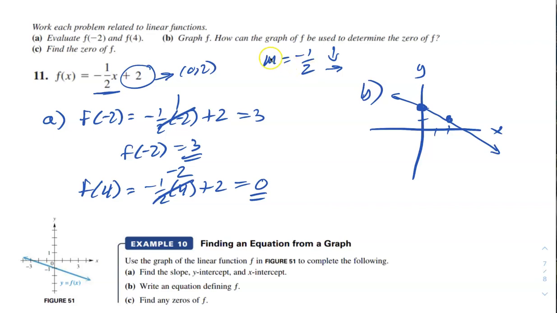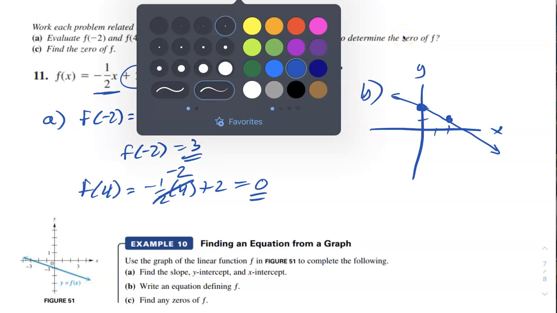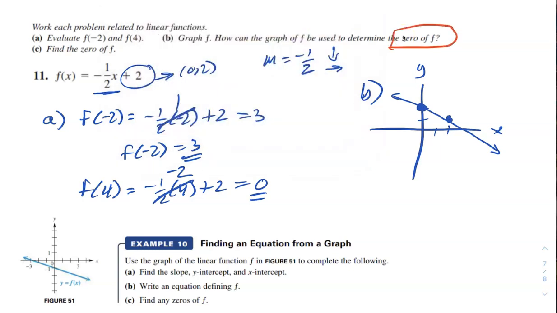So there's my graph. How can the graph of f be used to determine the zeros? Remember, it's all about definitions. What's a zero of f? That's the x-intercept, right? That's when y equals 0. So you can use your graph to find it. Right here, if I grabbed it correctly, it should be at 3.